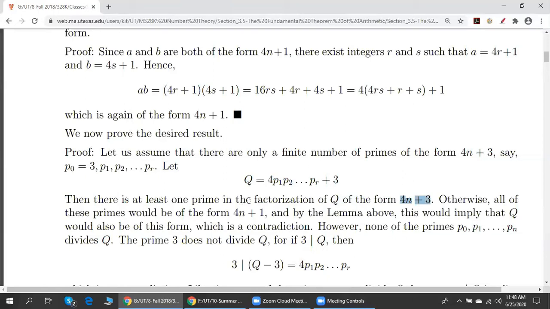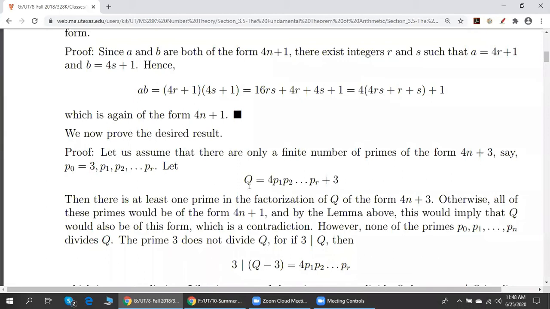First of all, observe that any integer is either of the form 4n or 4n plus 1 or 4n plus 2 or 4n plus 3 by the division algorithm. So for any integer, there are only 4 possibilities. It is of the form 4n or 4n plus 1 or 4n plus 2 or 4n plus 3.